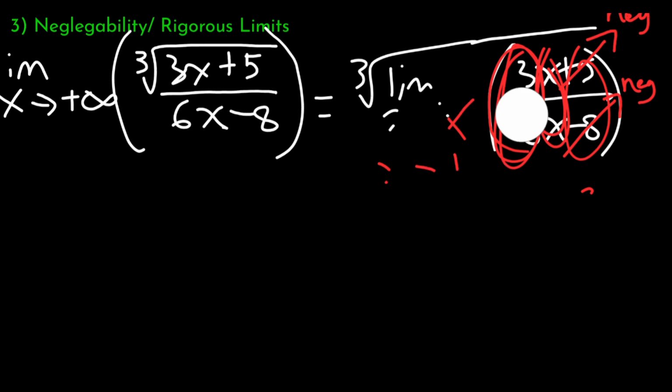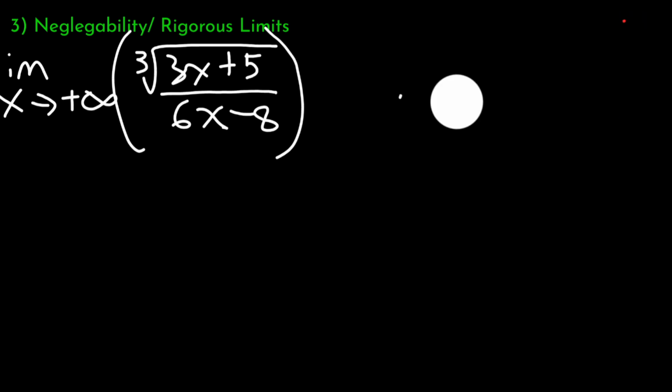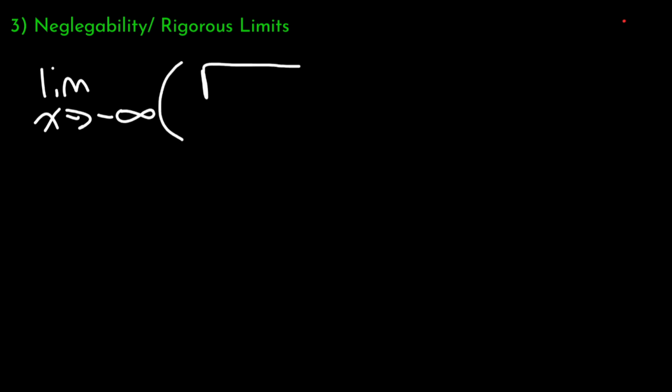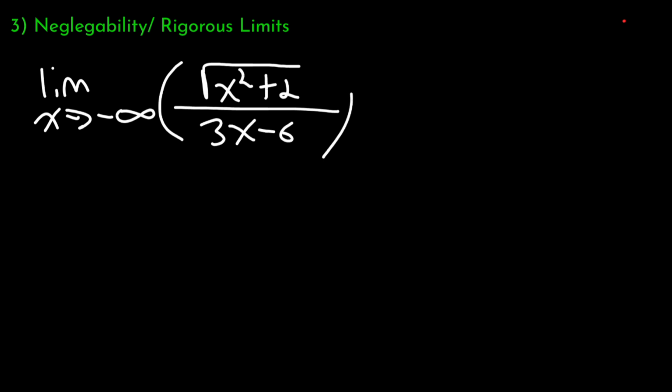So let's start with another example, something a little bit different. So we're working with different digits. Let's do something like the limit as x goes to negative infinity this time of square root x squared plus 2 all over 3x minus 6. Okay, so since the square root is not on the whole argument here, we cannot pull it out, so we're going to have to solve it the way it is.